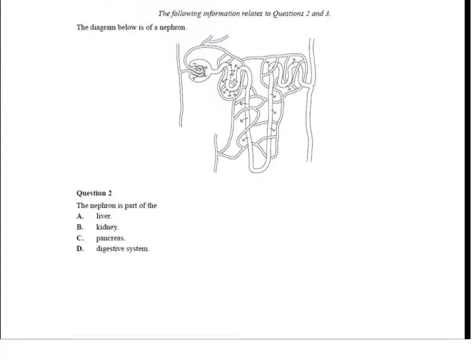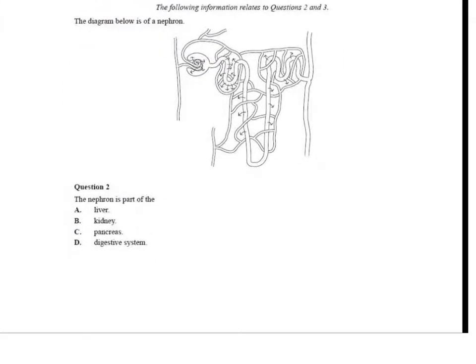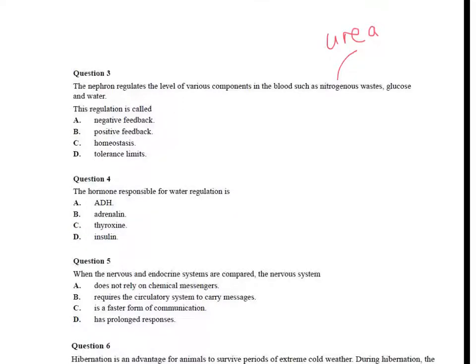Okay, moving on. Hopefully you all got that the diagram below is of a nephron, and the nephron is in the kidney. The nephron regulates the various components in the blood, such as nitrogenous wastes, glucose and water. And like I've written here, nitrogenous wastes, that's the urea. Now we've talked about that a little bit before. Do not worry too much if you don't understand what that is yet, because that will come up in Unit 1.